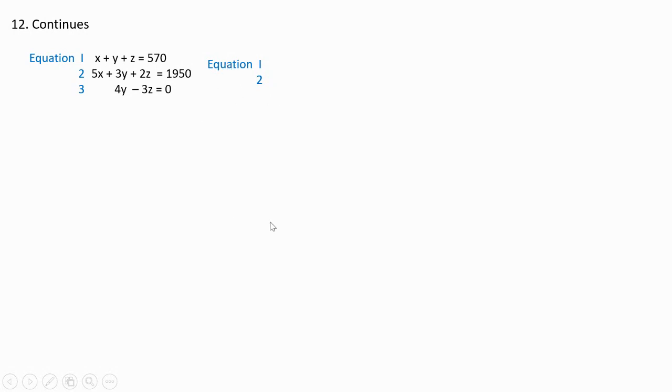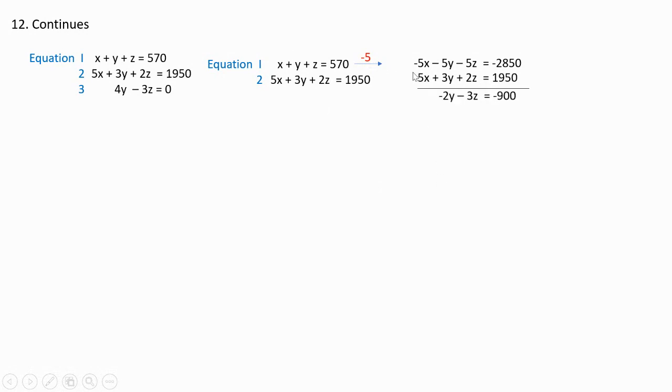Okay. So again, we do the same process as before. We take 1 and 2, get rid of the x's. So this must be multiplied by -5. In doing so, it gives us -5x minus 5y minus 5z equals -2850, because I distribute the -5 times every term. And row 2 stays how it is. Right after we add them, guys, the x's were eliminated. So this is new equation 2. Equation 3 is set with no x term, so equation 3 is already set up.